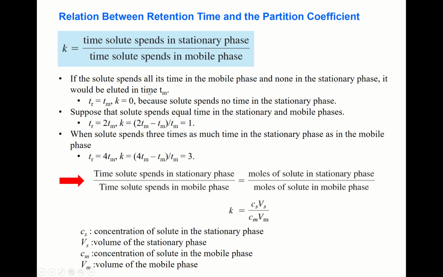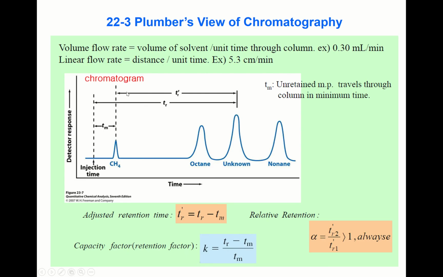If the solute spends all its time in the mobile phase and none in the stationary phase, that means what? The solute doesn't have any interaction with the stationary phase. It would be eluted in time tm. In this case, the time in the numerator and the time in the denominator would be the same, just like the methane case here.